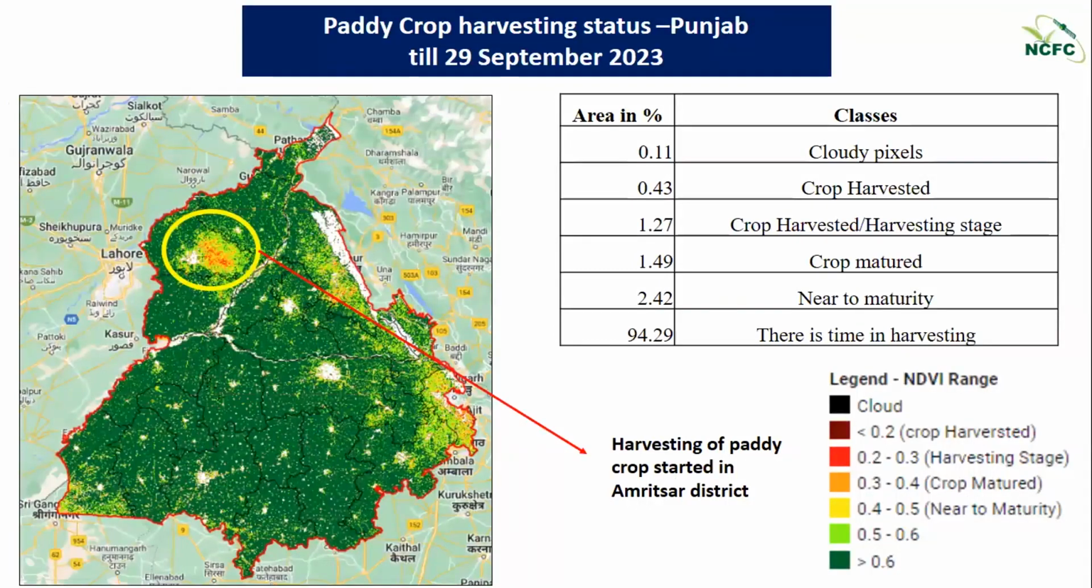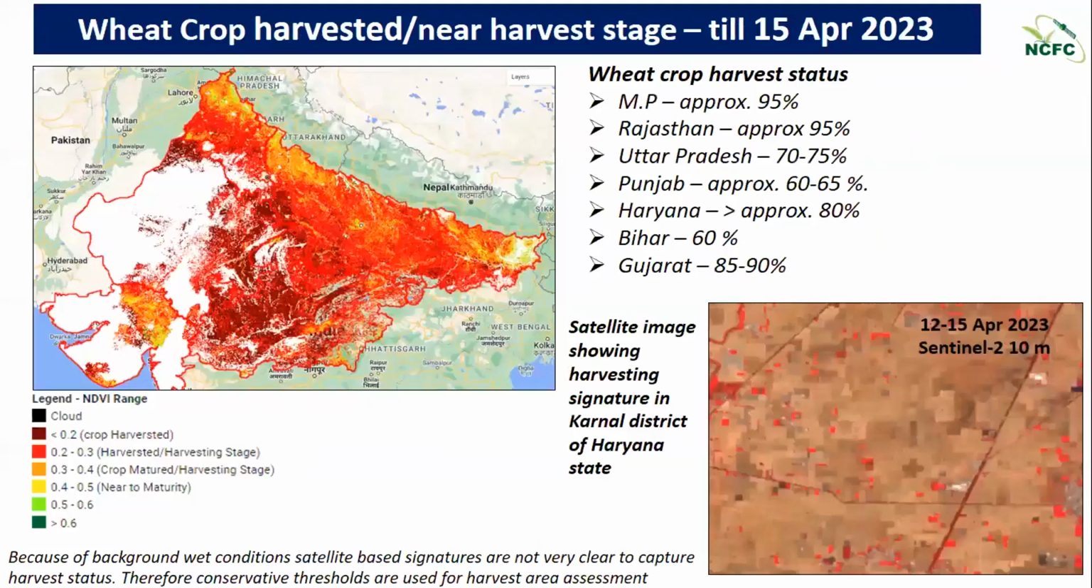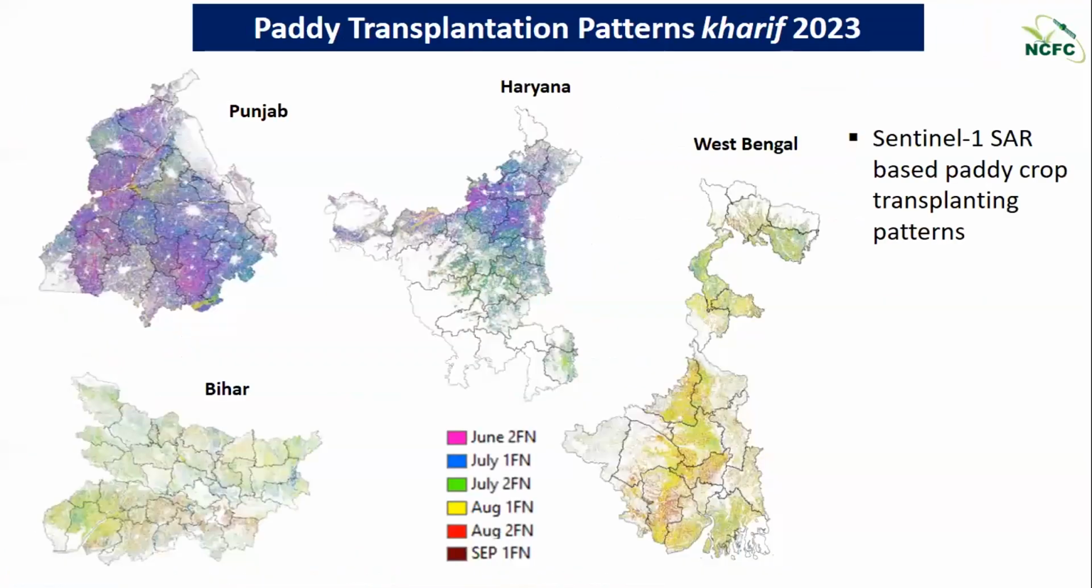Then this is a recent image where I tried to capture the harvesting status in Punjab. In Amritsar, harvesting has already started, so we tried to capture what percentage of area has been harvested. You can monitor wheat because this image is available every 5 days, and see how much area is harvested every 5 days. For Kharif transplantation, in Punjab and Haryana it happens in July, but in West Bengal and Bihar it happens until August. So you can also analyze these kinds of patterns.